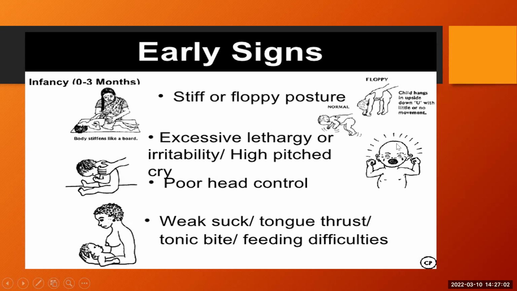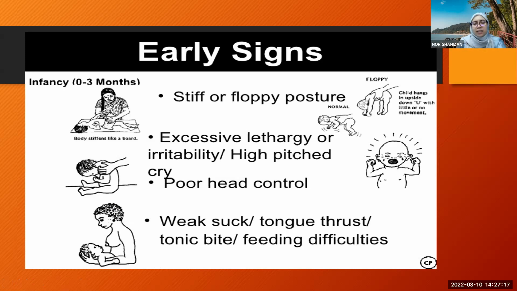If there is any history of excessive lethargy or irritability, high pitched cry, poor head control, weak sucking, tongue thrust or tonic bite, and any history of feeding difficulties, these are all the early signs during infancy, 0 to 3 months. You have to ask the mother, does the child have this, does the child have that? So you have to know what to ask and what to see.